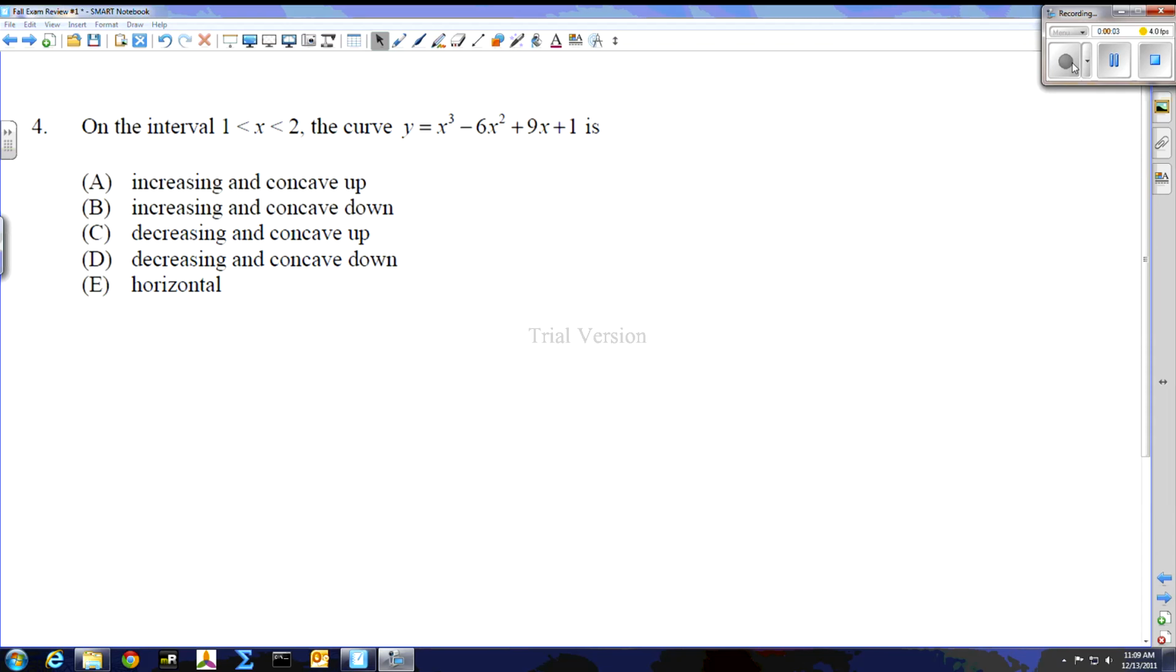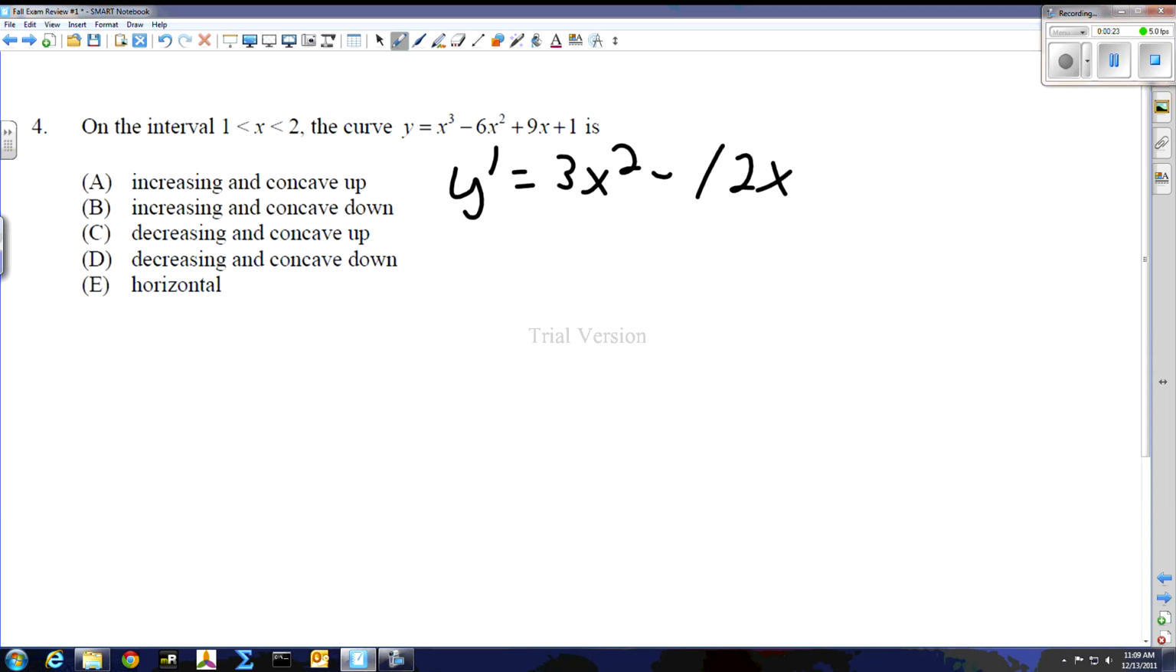As we look at this problem, it says on this specific interval the curve is, and gives us 5 different options, and all of them are talking about increasing and concavity. As soon as we see those words, we know that we need to find y prime, which would be 3x squared minus 12x plus 9, and we need to find the second derivative because the second derivative tells us about concavity.